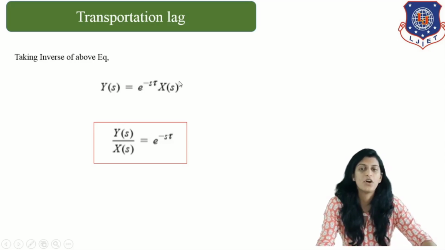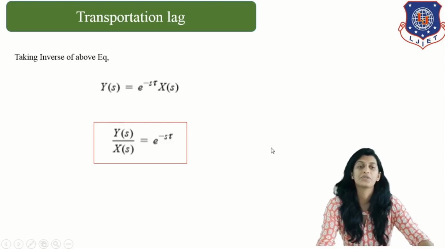Take the ratio of X(s) and Y(s). So, it will be output which is Y(s) upon input which is X(s) equals to e raised to minus s tau. So, this is the equation of transportation lag.